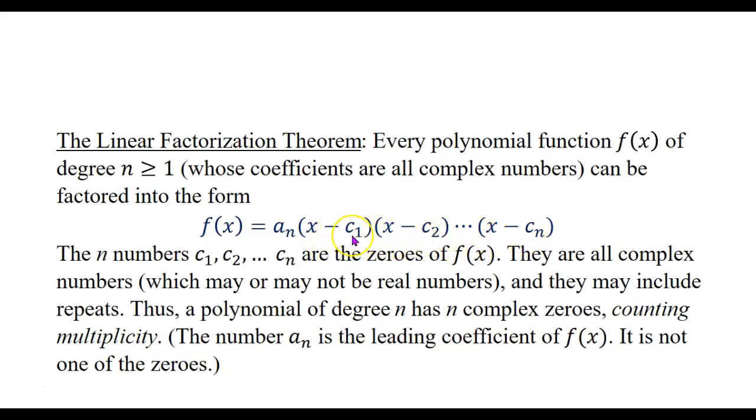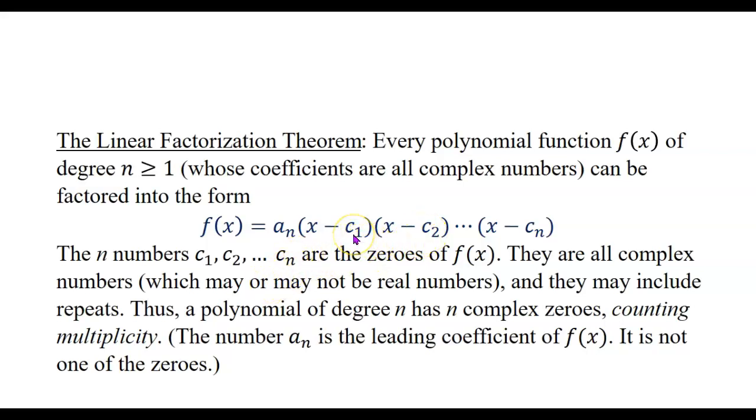So these numbers, the c1 and the c2 and so on, are the zeros of your polynomial. They are complex numbers, which means they might or might not be real numbers. They might be something nice like 5. They might be a fraction, they might be irrational, like the square root of 17, they might be imaginary, but they're some sort of complex numbers. They're not necessarily all different numbers. You might have some numbers showing up more than once.